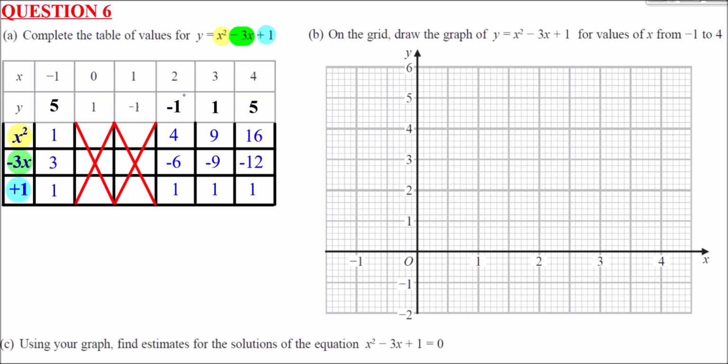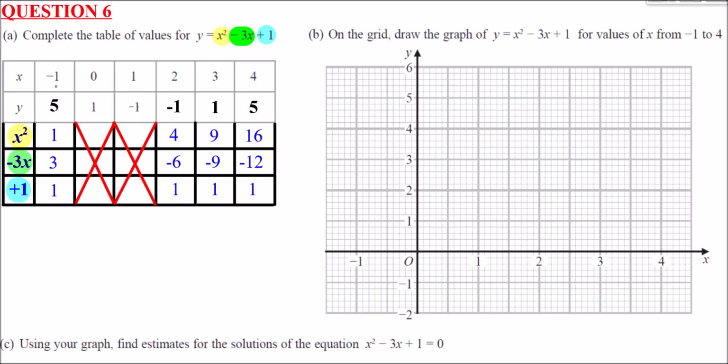So this is our completed table of values, and if it's a quadratic, you should always see the numbers repeating either side of where the quadratic has a minimum or maximum. So if you look here, minus 1, 1 mirrors with 1, that 5 mirrors with that 5.